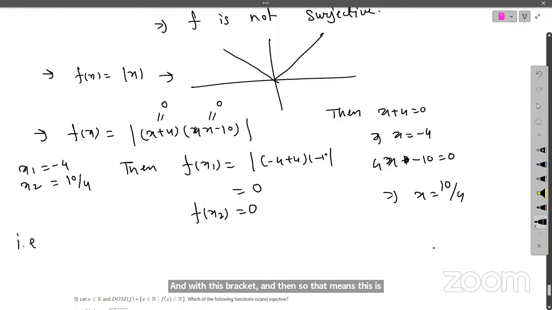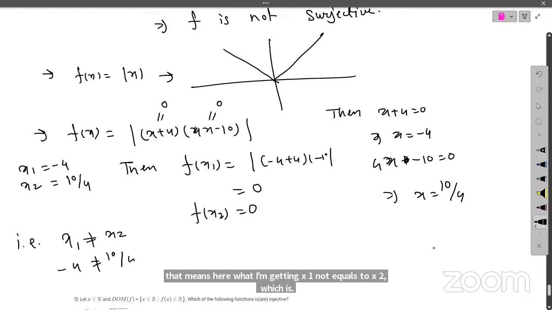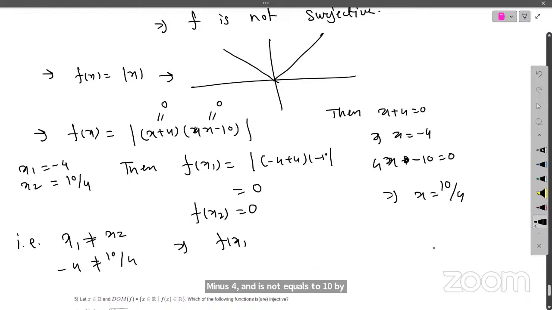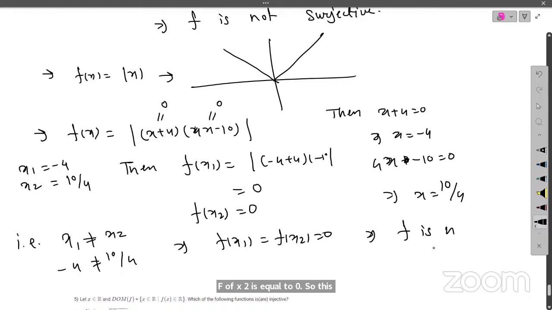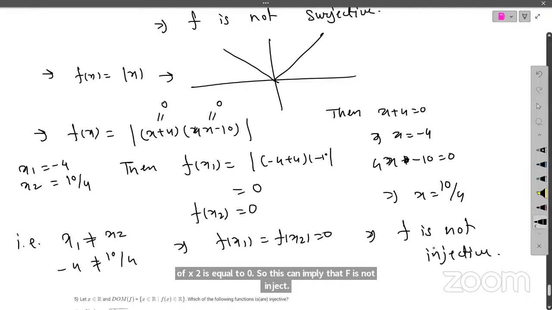So that means here what I am getting is x1 not equal to x2, which is minus 4 not equal to 10 by 4, implying f of x1 is equal to f of x2 is equal to 0. So this implies that f is not injective. Now I think this is the simplest way.